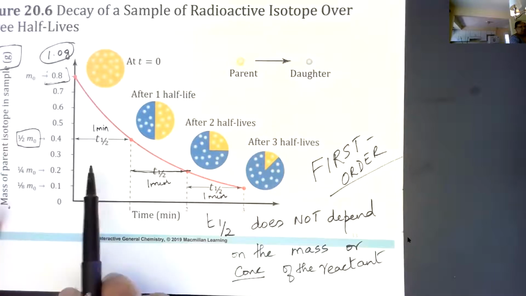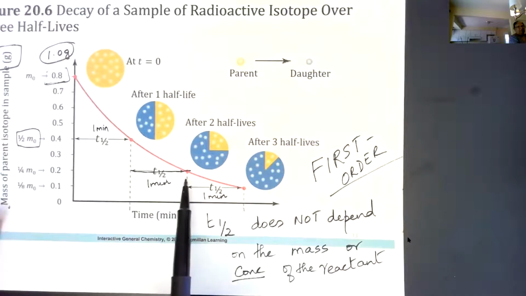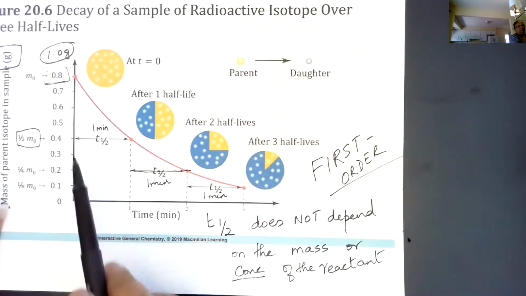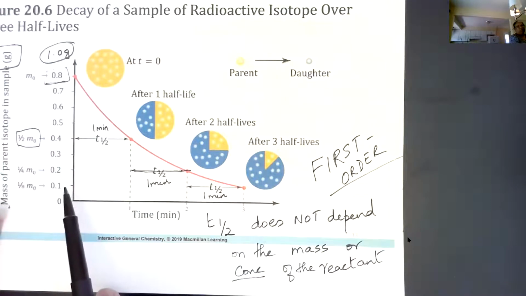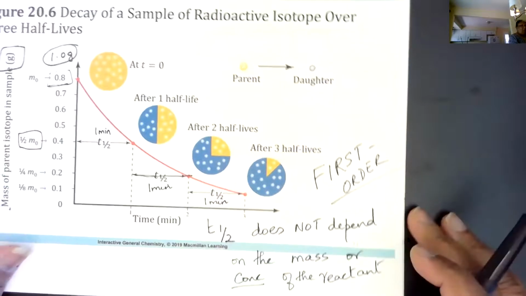So this is the first half-life, second half-life, third half-life. So it's gone from 0.8 to 0.1. And then after another 1 minute, it'll go from 0.1 to 0.05. So it'll take a long time to die out.